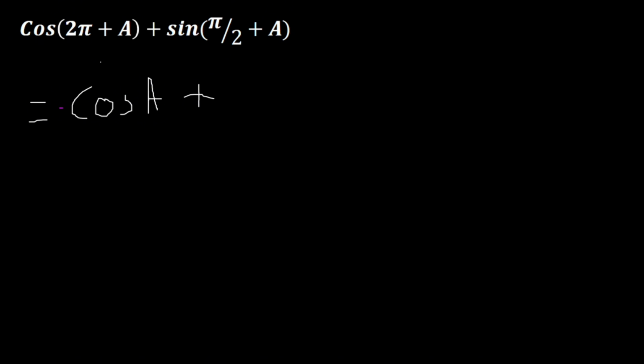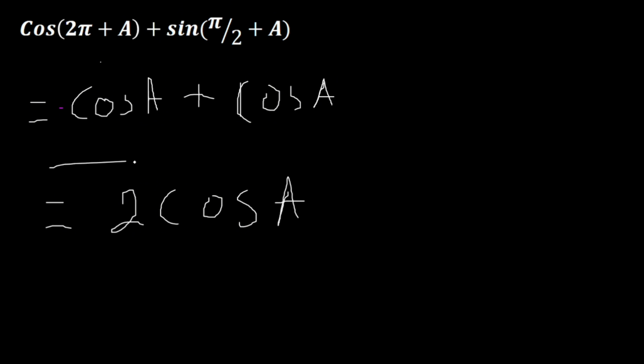Plus, we have sin π/2. And what is sin π/2? That is 1. So we are going to have cos A here. And cos π/2 is equal to 0, so we are left with that other part gone. Therefore, our answer is what? 2 cos A. That is an amazing answer to this question.